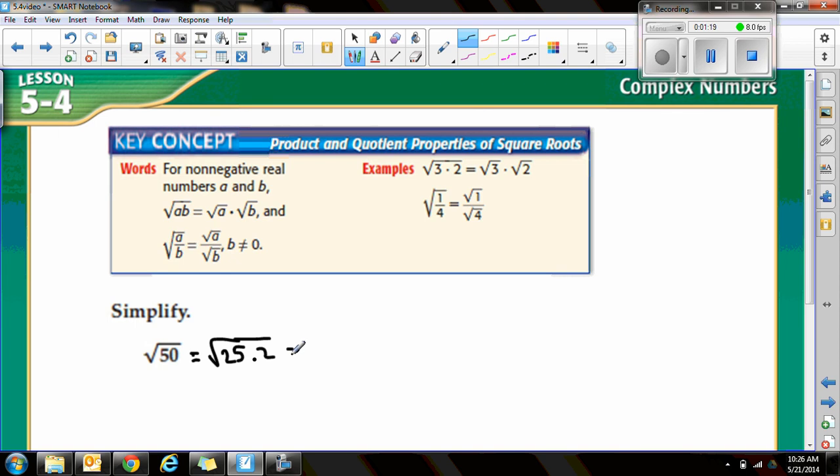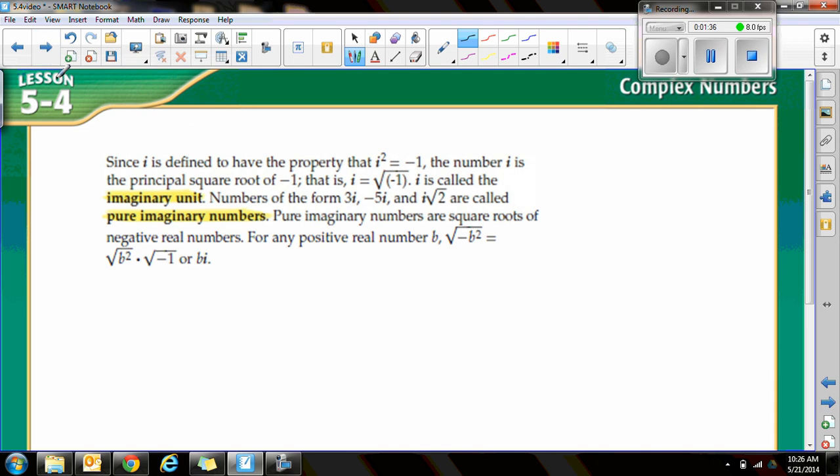Now the reason why I can make a perfect square is this can now be split up into the square root of 25 times the square root of 2. And the square root of 25 is simply 5, so this becomes 5 root 2. So there's a quick refresher on how to simplify radicals. Alright, so let's dive in.